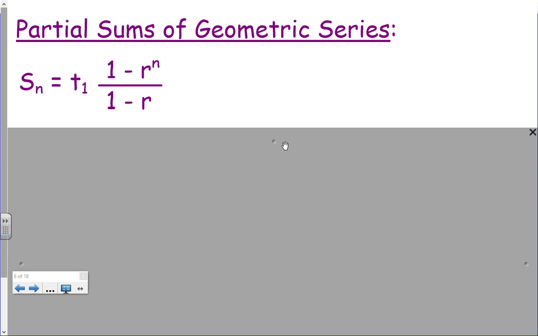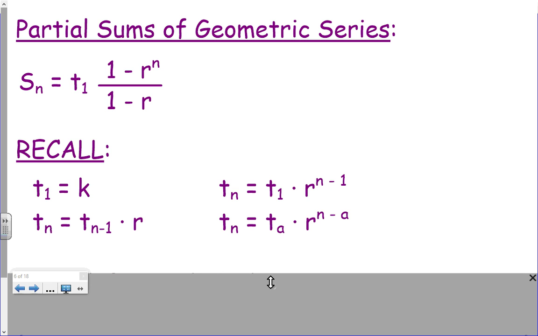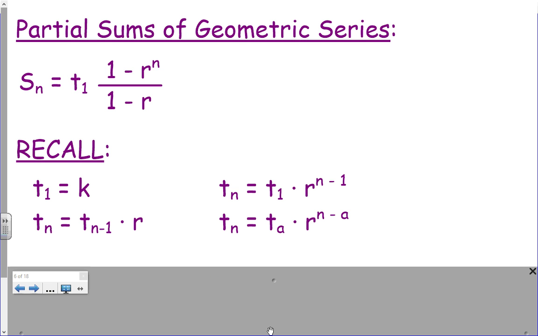Let's see if we can go through and actually show that that's the case. We're going to prove that in a second, but just to refresh your memory of what we know about geometric sequences: on the left there we have our recursive formula. T sub 1 is equal to k, and T sub n is equal to T sub n minus 1 times r.